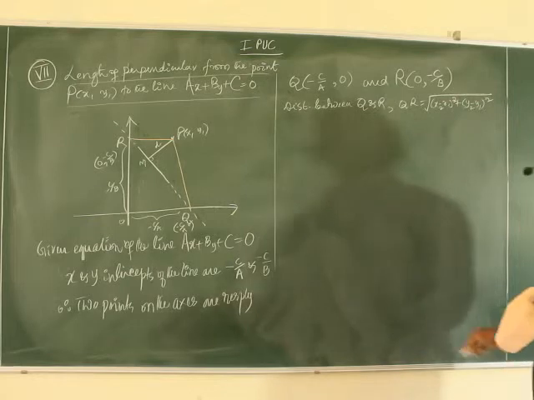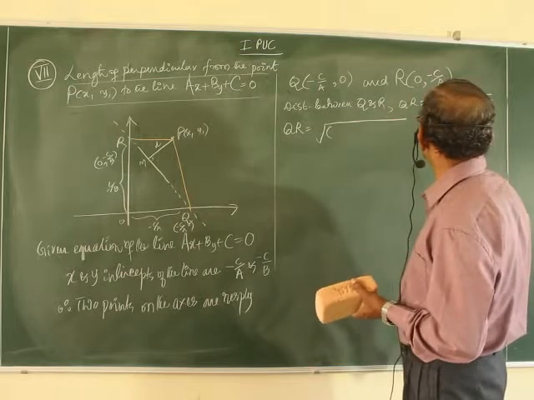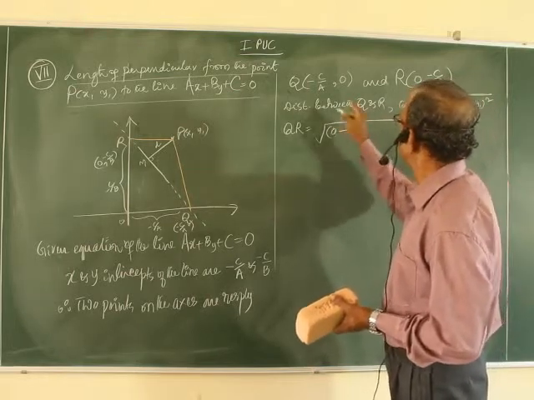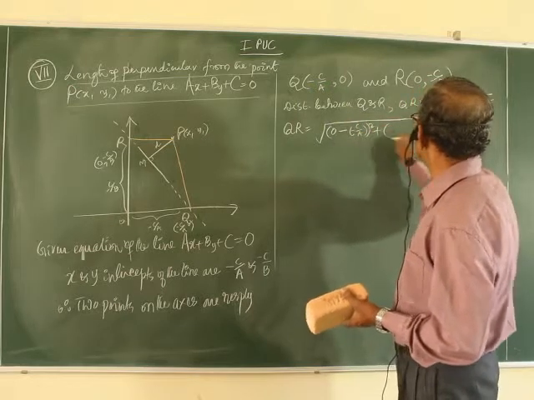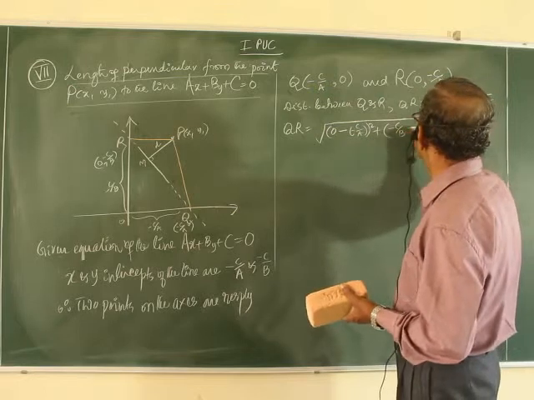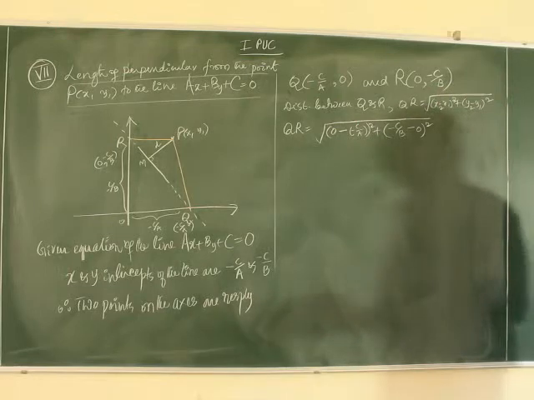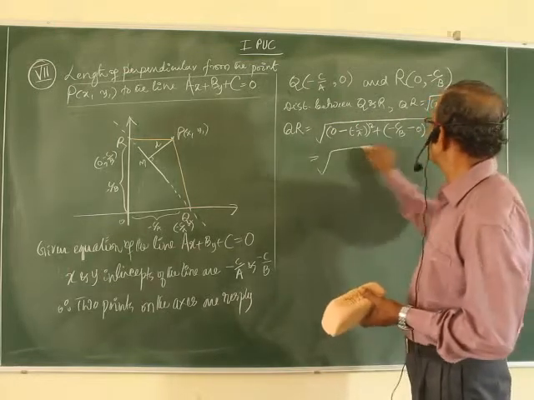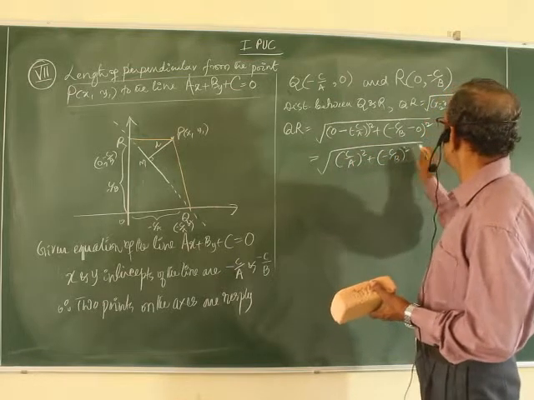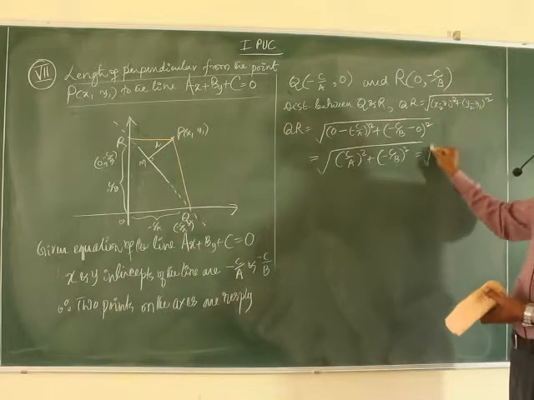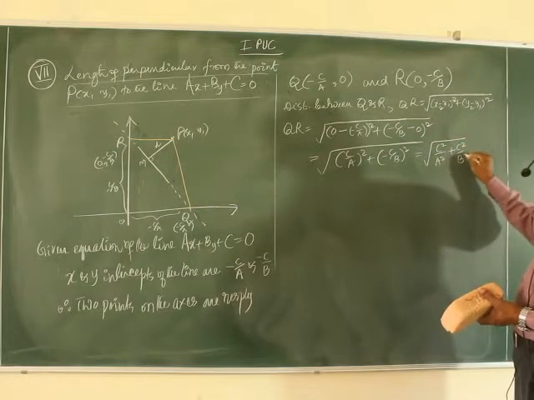Distance between Q and R, or QR, equals the root of (x2 minus 0 minus c by a) whole square plus (y2 minus c by b minus y1, 0) whole square. Distance formula. Root of c by a whole square minus c by b whole square, or it is c square by a square plus c square by b square.